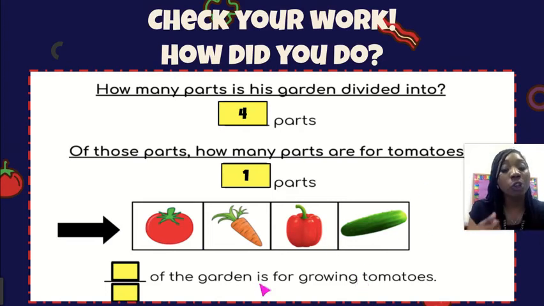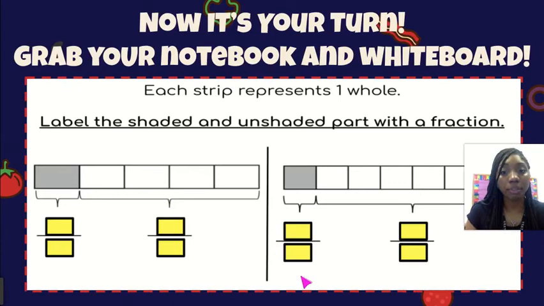So if I had to write my fraction of the garden that is for growing tomatoes, I know that there are 4 parts total that make up the whole, and so my denominator is going to be 4. Now, out of those 4 parts, 1 part is for growing tomatoes. So what fraction of the garden is for growing tomatoes? Well, 1/4 of the garden is for growing tomatoes.